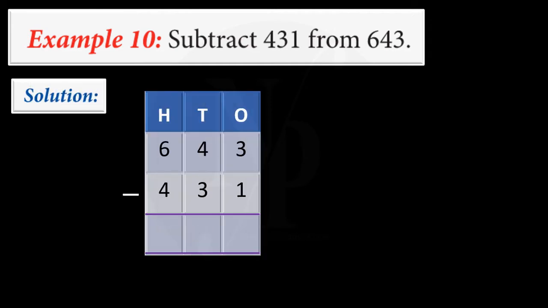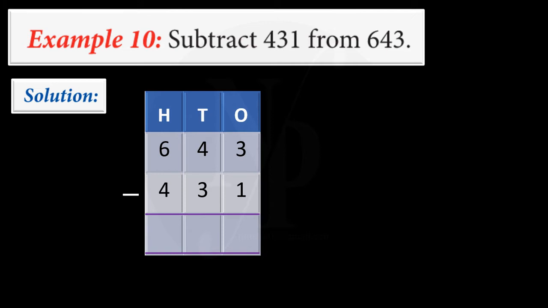First, let us write down the given numbers appropriately in the place values table like this. That is, first we write down the minuend, the number from which the other number is subtracted, that is 643 in the first row, and in the second row we write the subtrahend, that is 431.